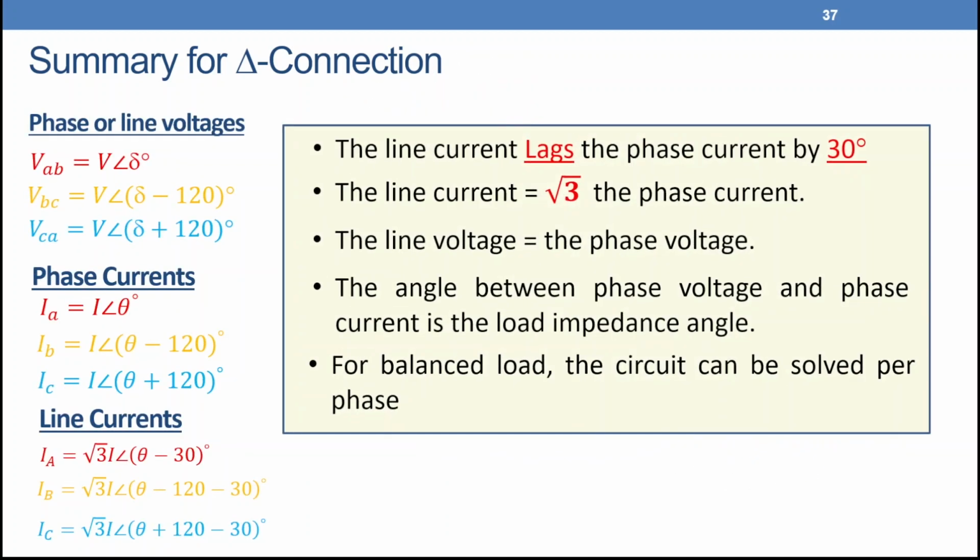Let us summarize the delta connection like what we did in the star connection. So we have here line current lags the phase current by 30 degrees. The line current equals root 3 the phase current. The line voltage equals the phase voltage. The angle between phase voltage and phase current is the load impedance angle, which is the power factor of the load. For balanced load, the circuit can be solved per phase.